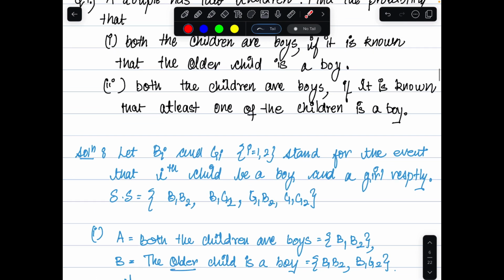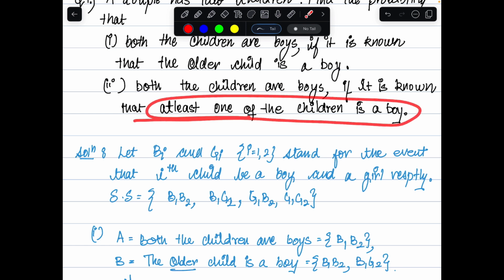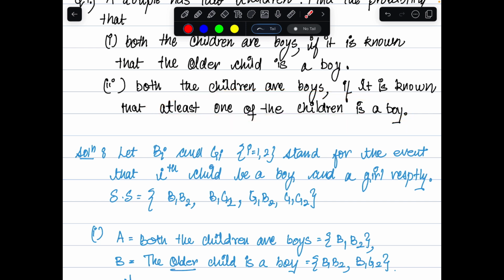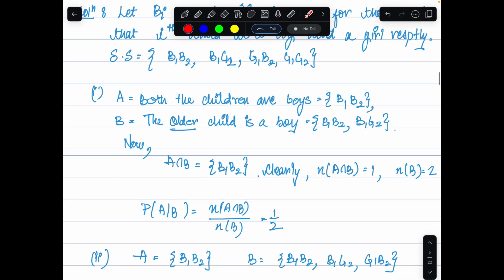The next question is, both the children are boys. This is the probability that I am supposed to find. Now what is given? That at least one of the children is a boy. So here order does not matter. At least one of them is a boy, so either younger or older. But I need to find both the children are boys.